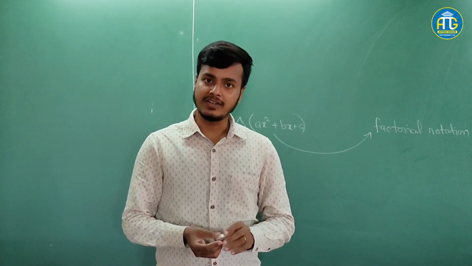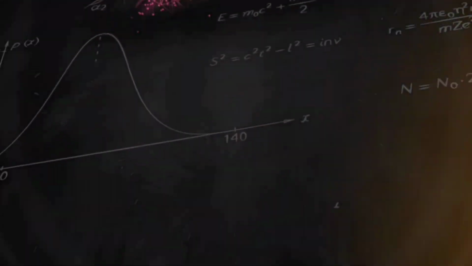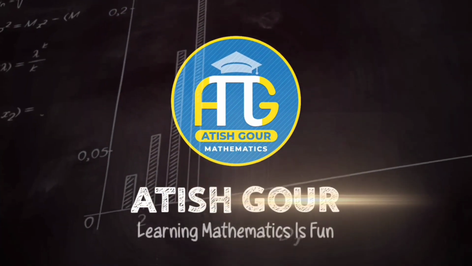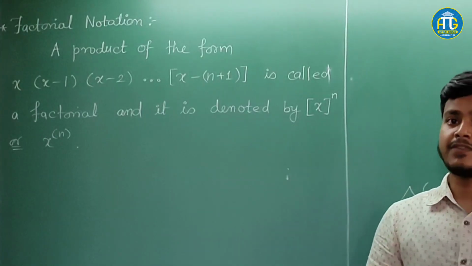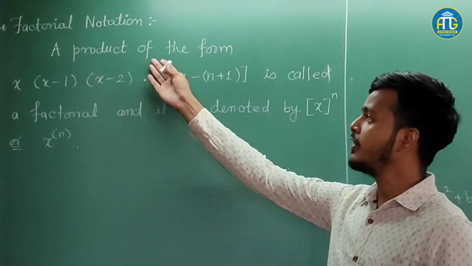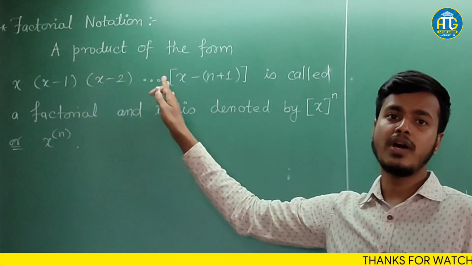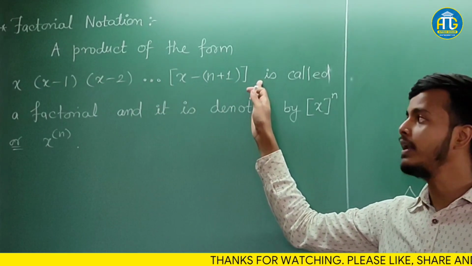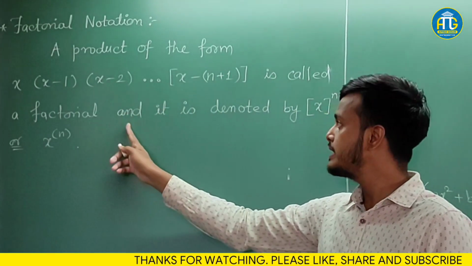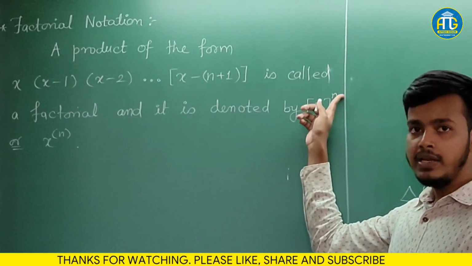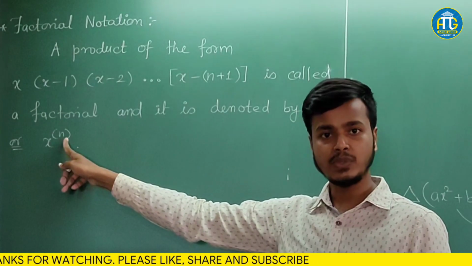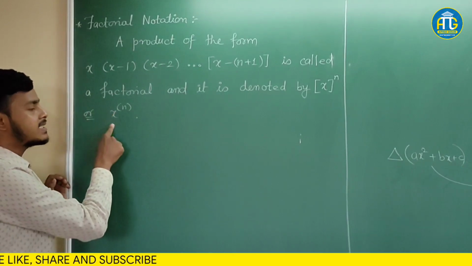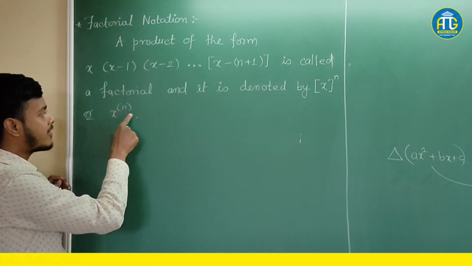Okay, so let us start. What is factorial? A product of the form x into x minus 1 into x minus 2 and so on up to x minus n plus 1 is called a factorial, and it is denoted by x raised to n, or x raised to n factorial. And how are we going to read this? We will read this as x raised to the power n factorial.